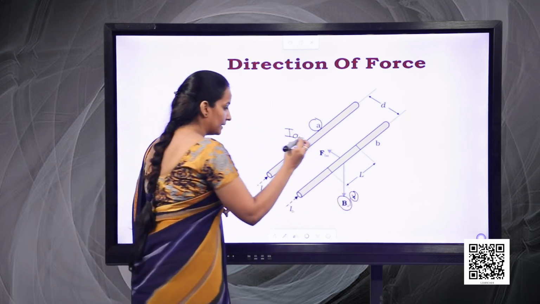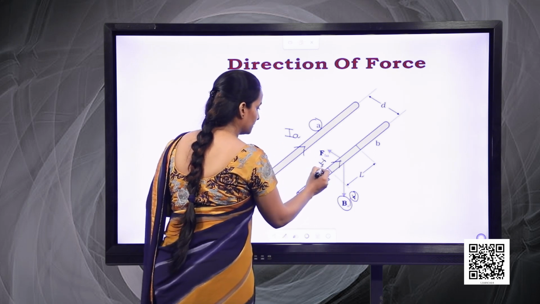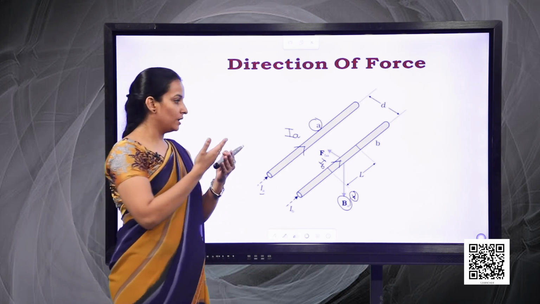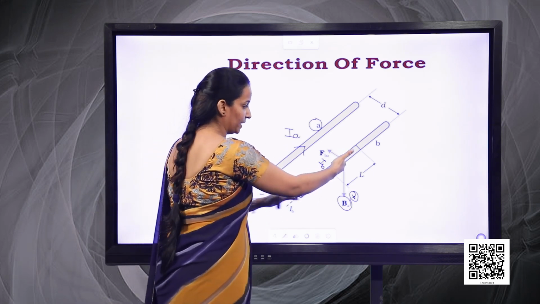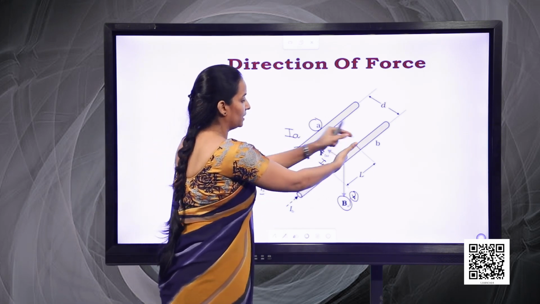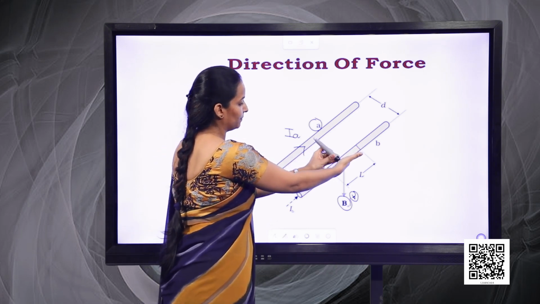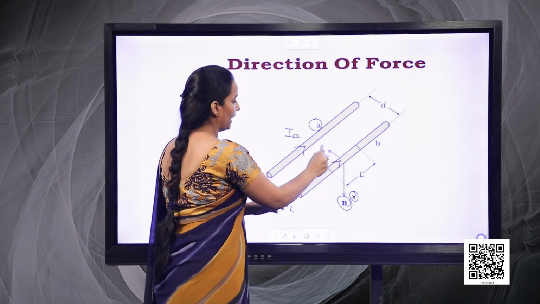Then this current is IB, which is in the upward direction. Now, using the right hand rule, we will align our fingers along the direction of BA and the thumb will be in the direction of the current. So, what we can see is that the direction of the force is perpendicular to this plane. This is FBA.